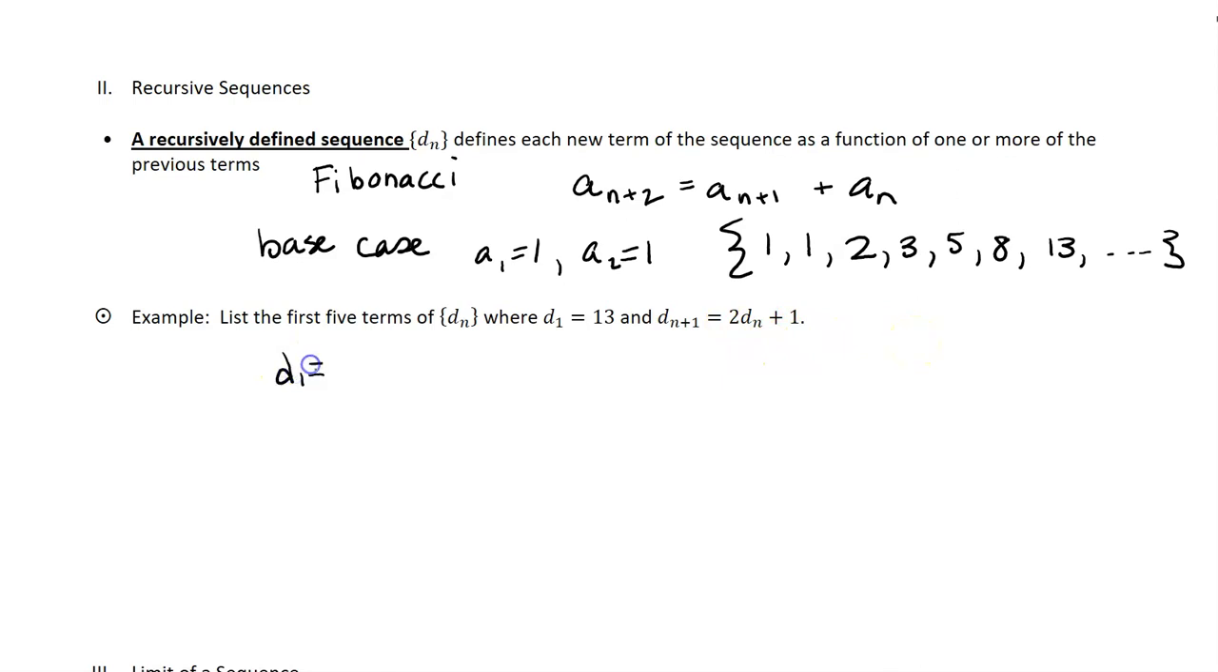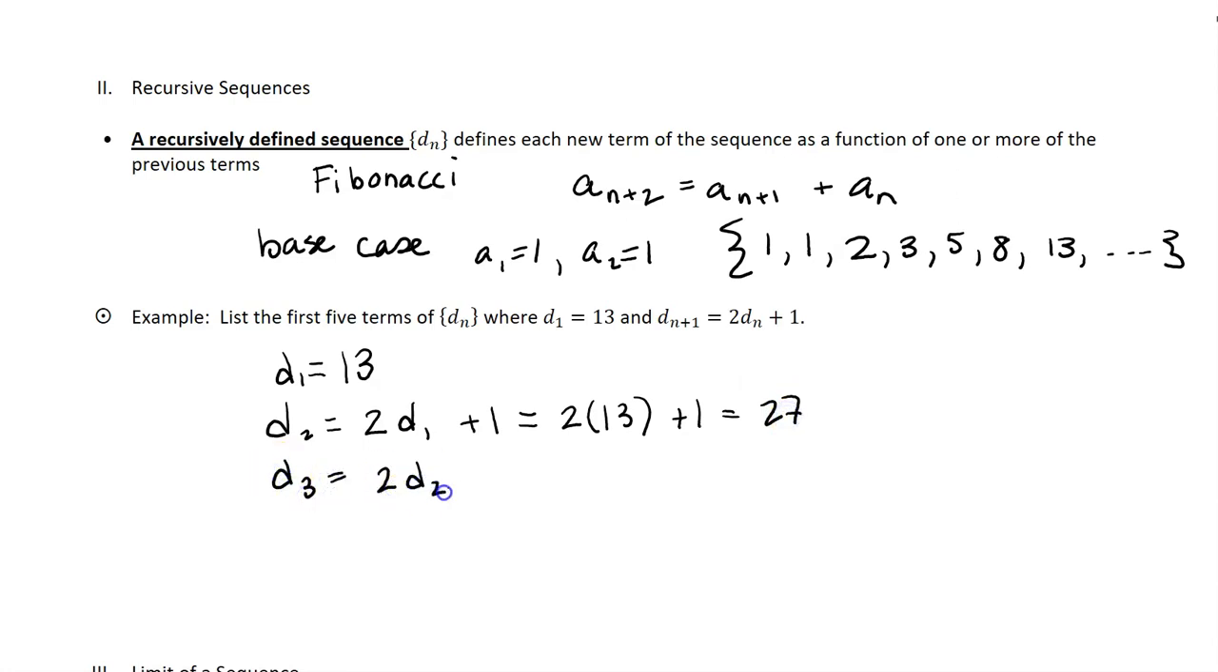So d sub 1 is going to be 13. D sub 2 is going to be 2 times d sub 1 plus 1. If this one is n plus 1, so if this one is 1, this one is 1 plus 1. So that gives me 2 times 13 plus 1, because I just plugged the previous number in, which gives me 27. D sub 3 will be 2 times d sub 2 plus 1. So we'll take that 27 and plug it in, and we get 55.